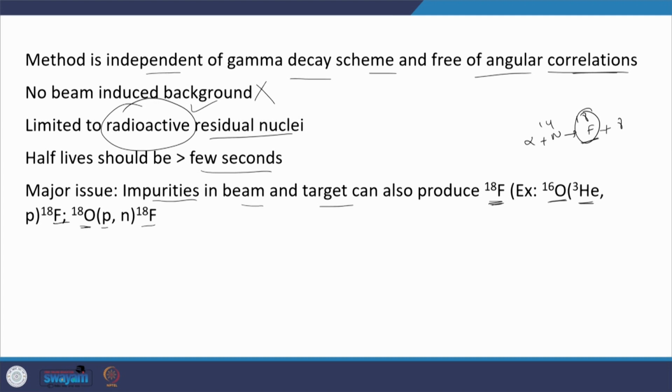Yeah, so to summarize today's lecture, I have discussed one important experimental technique to measure the nuclear reaction cross section, provided the product nucleus is radioactive in nature and decays via positron. In the next lecture, I will discuss some more mathematical aspects of the experimental techniques.